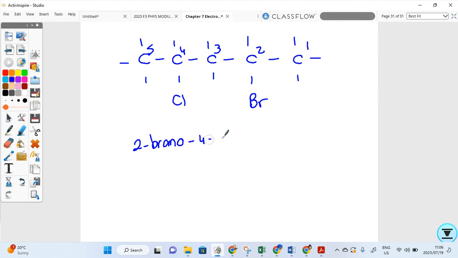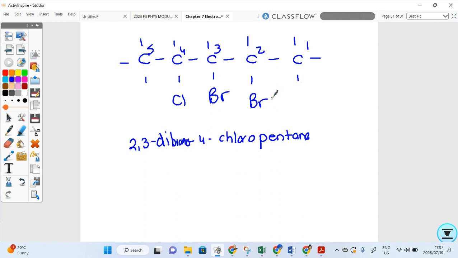Then 4-chloro. And then? Don't put a gap, pentane. It's one word. Okay, then what if I have another Br here? Yes, then it's going to be 2,3-dibromo. Okay, so these are easy, right?